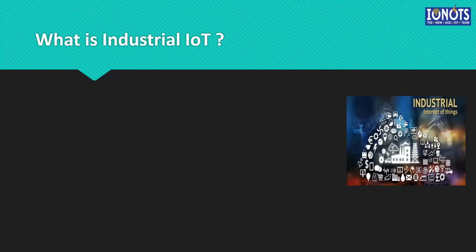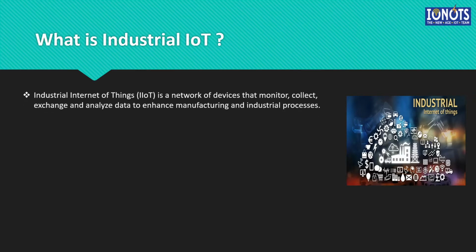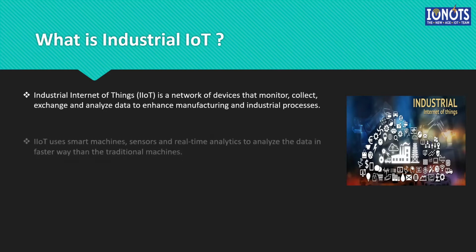Now let us zone in on one particular application of IoT, that is IIoT, that is Industrial IoT. Now, the Industrial IoT, that is Industrial Internet of Things, is a network of intelligent devices connected to form systems that monitor, collect, exchange, and analyze data to enhance manufacturing and industrial processes.